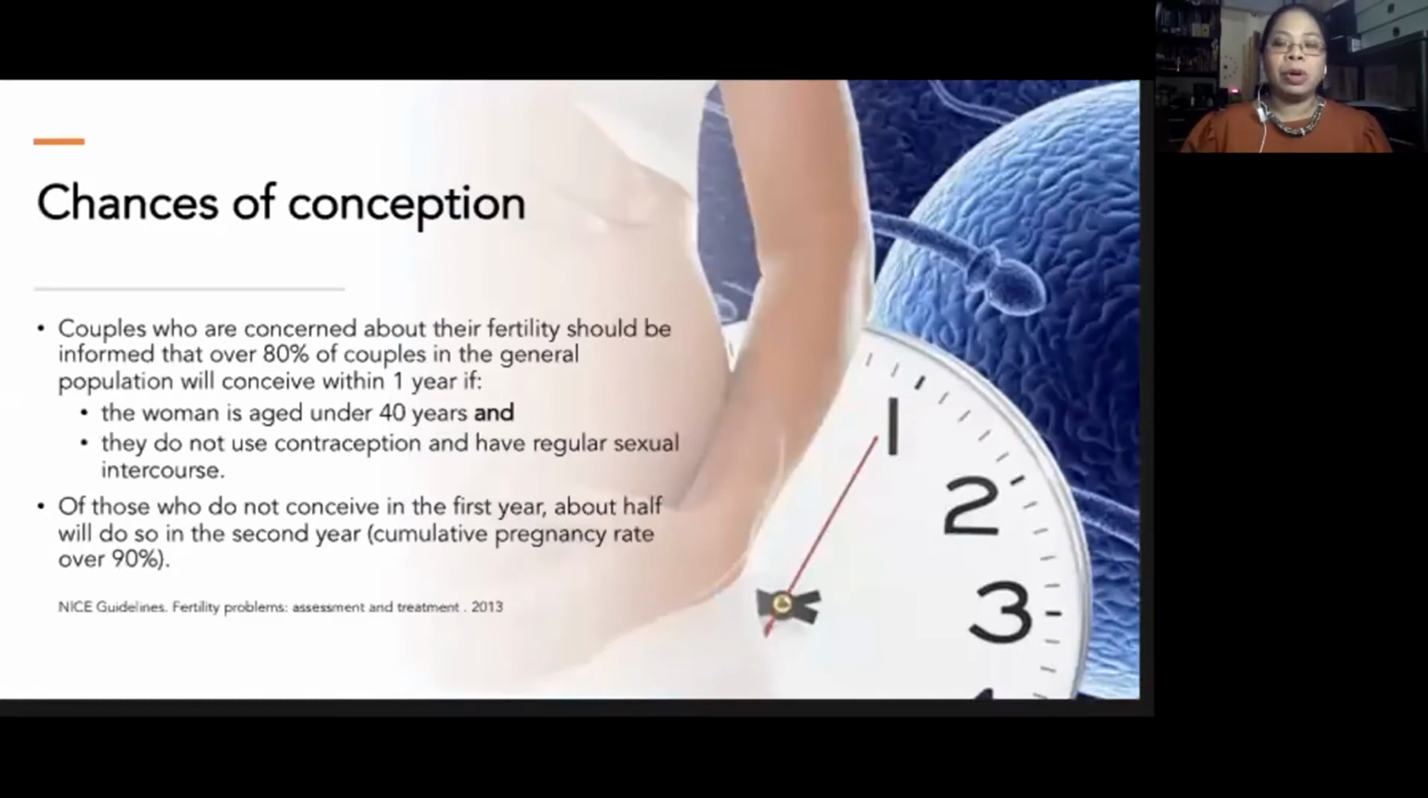So first off, we educate our patients regarding their chances of conception. Couples who are concerned about their fertility should be informed that over 80% of couples in the general population will conceive within 1 year if, number one, the female partner is less than 40 years old, and number two, the couple does not use contraception and has regular sexual intercourse. Now, for those who do not conceive during the first year, about half will do so during the second year, with a cumulative pregnancy rate of over 90%.